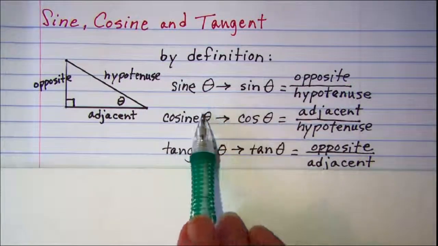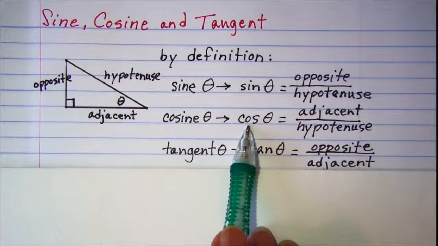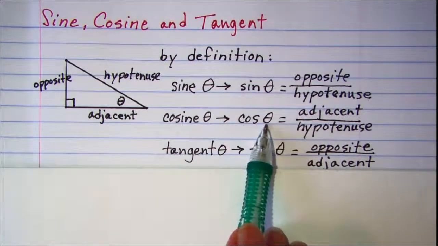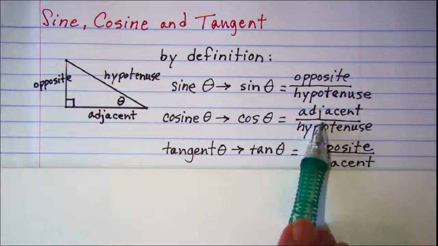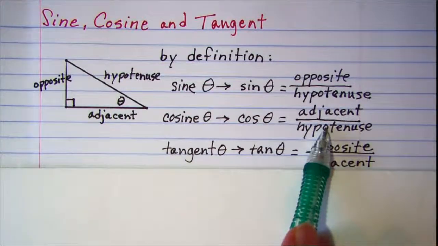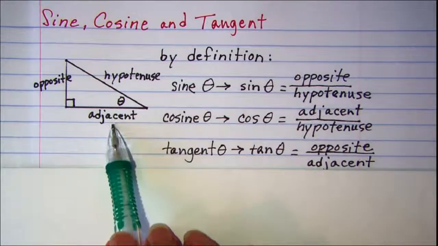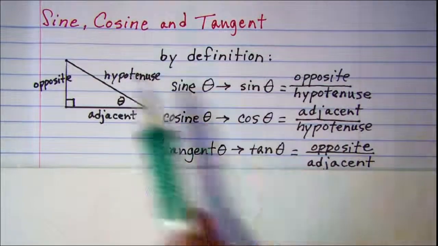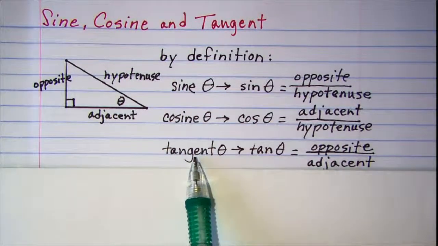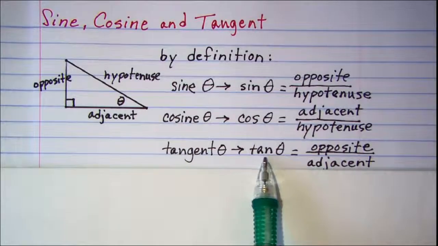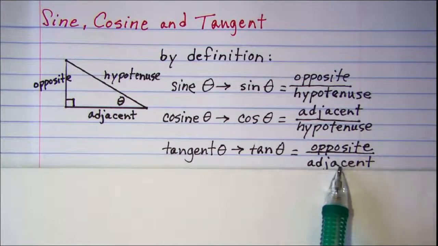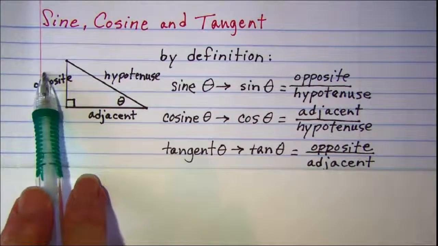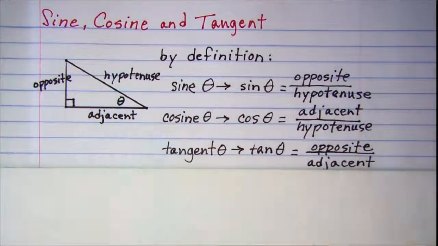The cosine of theta, abbreviated COS theta, or cosine theta, is defined to be the ratio of the adjacent side over the hypotenuse. So we'd look for the adjacent side and then write that in a ratio to the hypotenuse. And then the tangent of theta, abbreviated TAN, tangent theta, is defined to be the opposite over the adjacent. So we would look at opposite over adjacent.